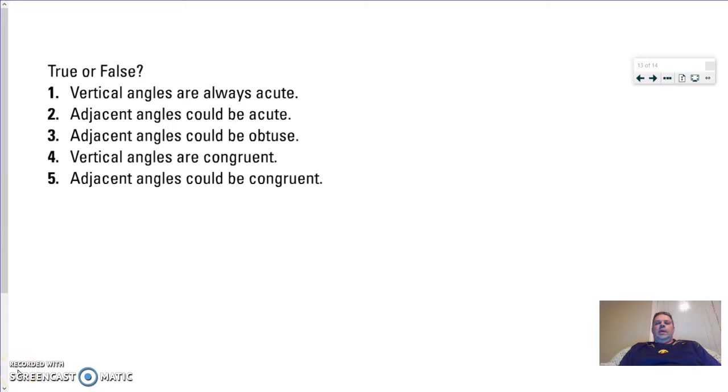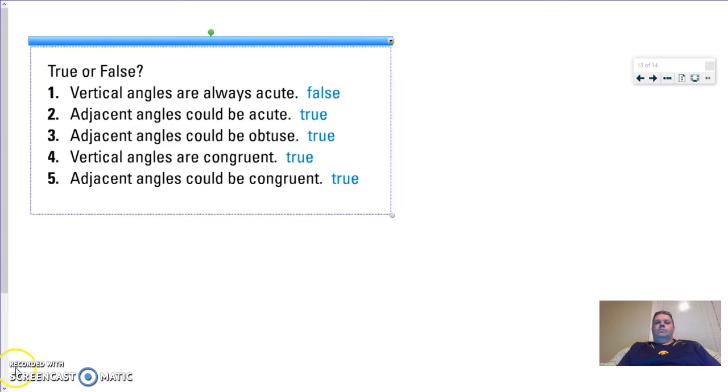Our last problems of the day are true and false questions. What I would like for you to do is have a discussion. Vertical angles are always acute, true or false. Adjacent angles could be acute. Adjacent angles could be obtuse. Vertical angles are congruent, and adjacent angles could be congruent. Please have a discussion on true or false and come back and I will give you the answers.